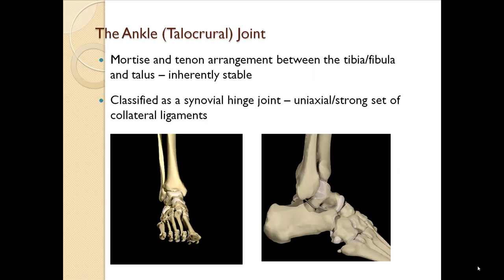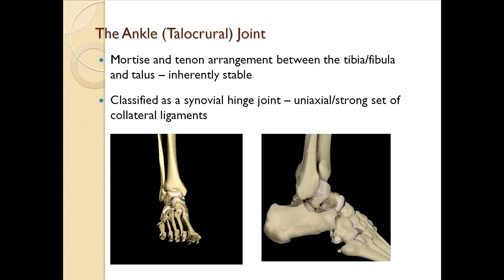The joints of the foot are as follows. The first joint that we come to, when we get to the end of the tibia and fibula, we come to the ankle joint, which is anatomically known as the talocrural joint. It is a mortise and tenon arrangement with the talus, the top of the talus, slotting in between the mortise formed by the lower end of fibula and the lower end of tibia.